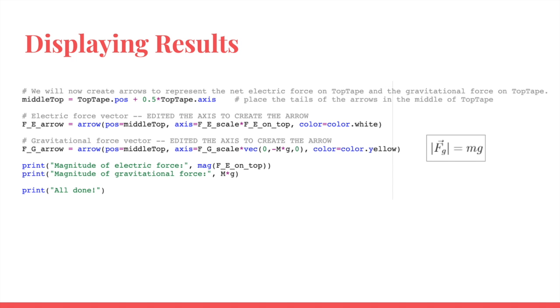Lastly, I created the arrows to represent the electric force and gravitational force, with the gravitational force magnitude equaling negative mg, as we know from Newton's second law. Then the code displays the results.